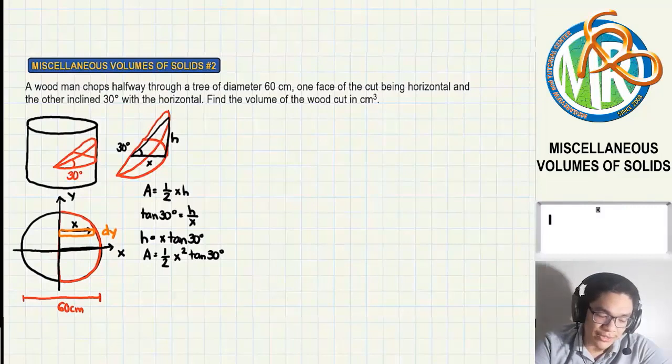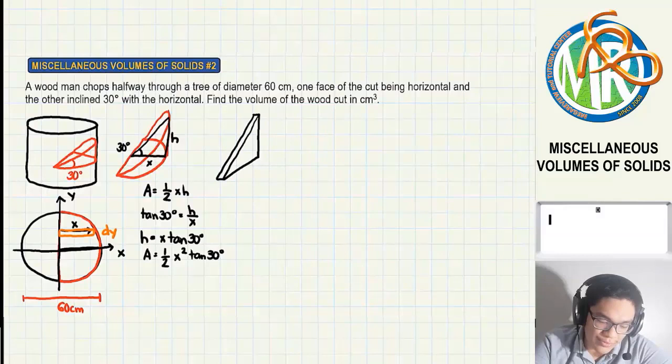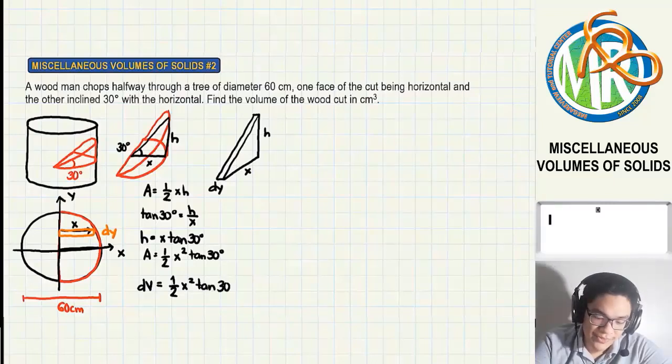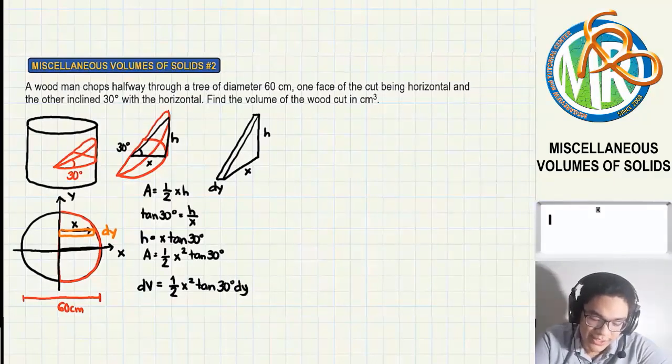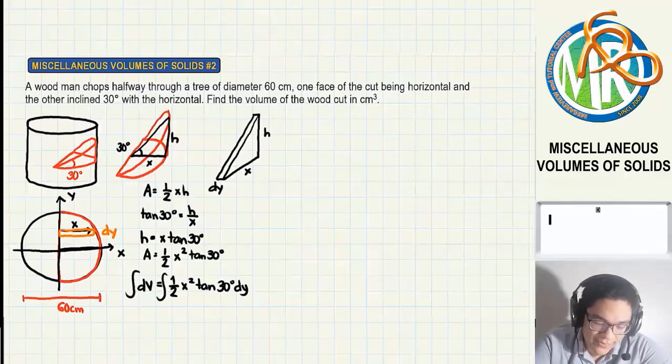So, paano tayo magkakaroon ng volume dito? Lalagyan lang uli natin ng kapal yung area na to. Okay? So, kapag nilagyan natin ng kapal yan, ganito na yung makikita natin doon sa triangle. So, ito yung thickness niyan, which is dy. So, ito yung dimensions natin na x and h. So, ito ngayon yung differential volume natin. So, differential volume is only the area times yung thickness. So, area is 1/2 x squared tangent 30 degrees. Ang thickness niyan ay dy. So, integrate natin both sides para makuha natin yung solution.